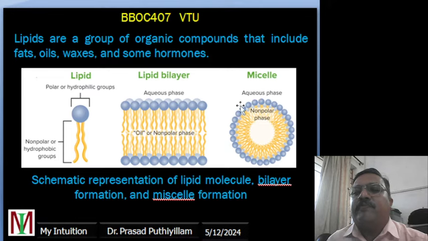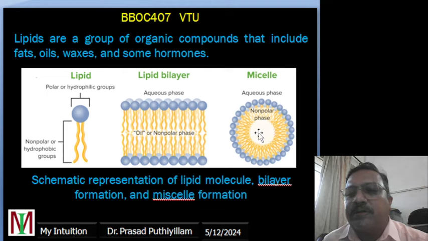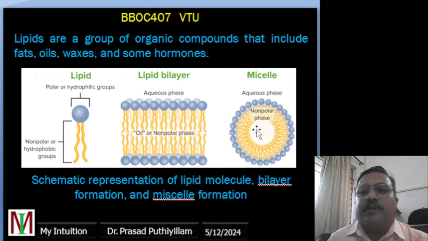Sometimes they may form a spherical shape, a perfect ball shape, so that the inner part is a non-polar phase and the outer part is the aqueous phase. This type of formation is needed to do some biological synthesis or something inside the living organism.